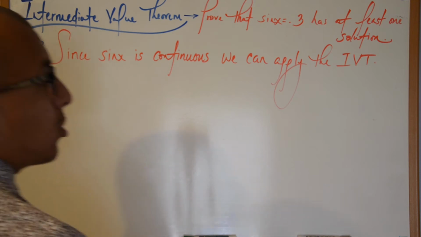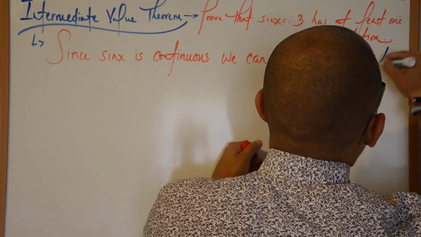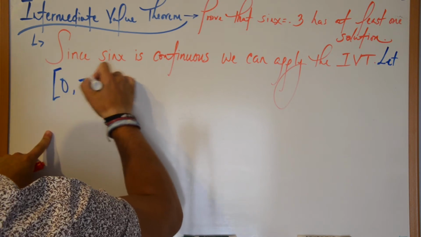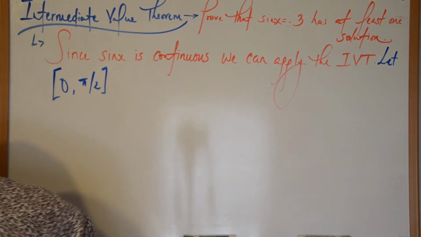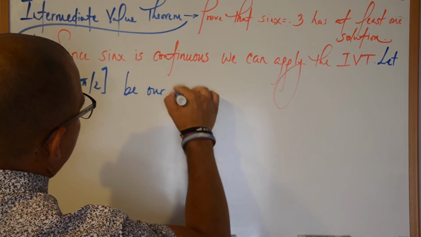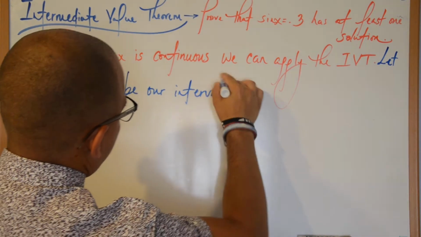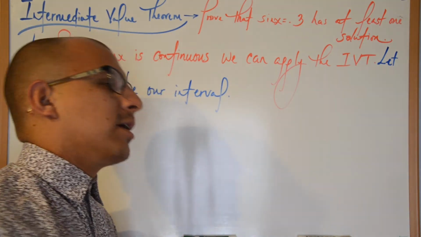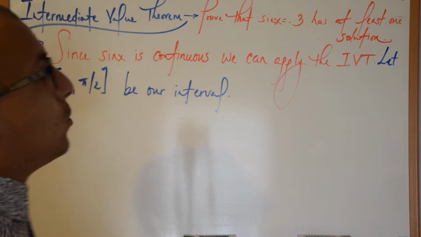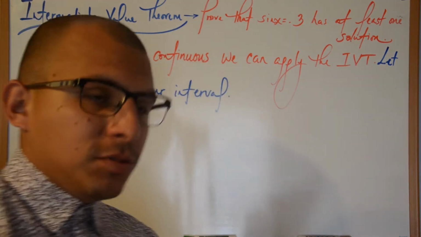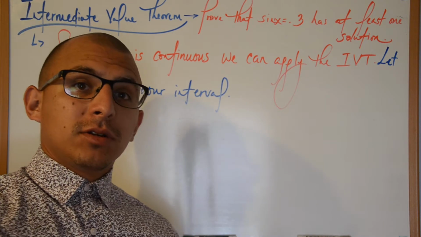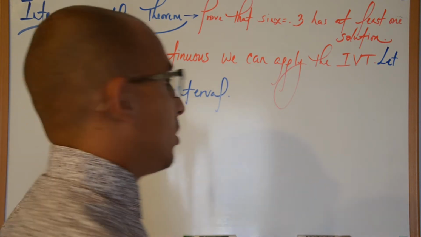Now, like I said before, let zero to pi over 2 be our interval. You might be sitting there like, why those two values? Why not -4 to 4? If you can calculate sine of -4, please do so. But that just comes with some experience and some comfortability when it comes to working with these functions.